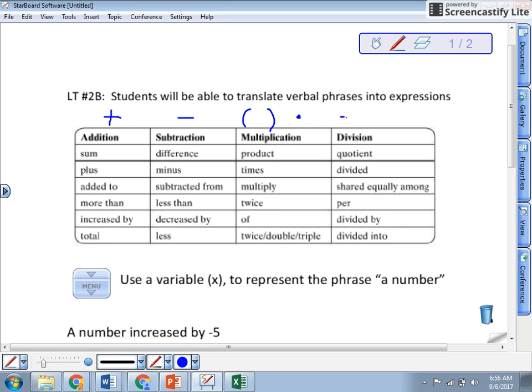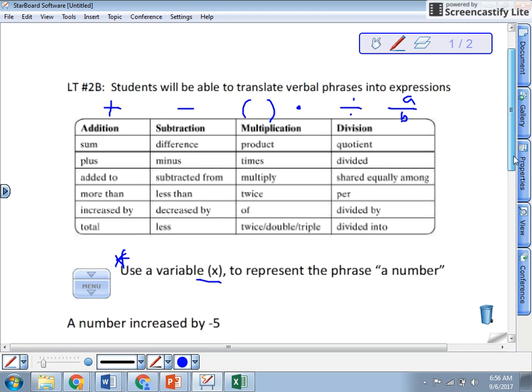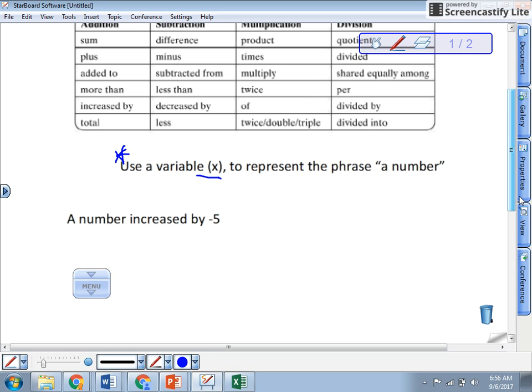And division, use our division symbol or just the line, with a number on top in the numerator and a number on the bottom. So here are some key words. And just remember, we're going to use a variable, x, to represent when they use the phrase a number. So just keep that in mind when we're doing these problems. So let's take a look at our first example.